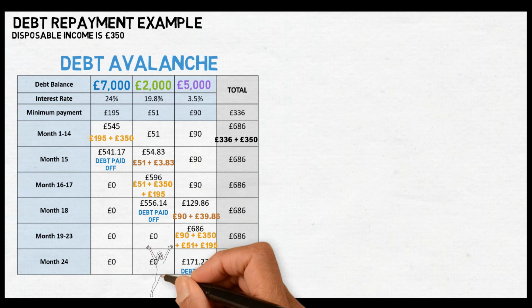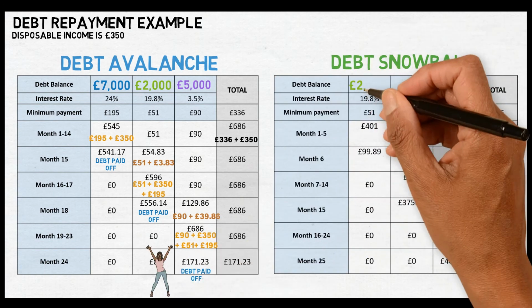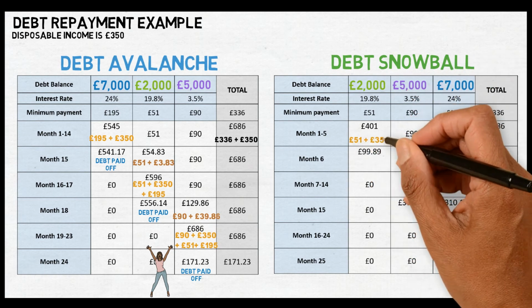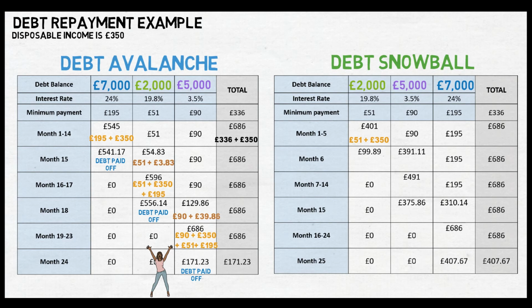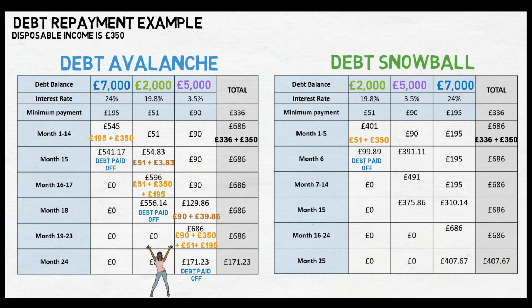Now let's look at the monthly repayments using the Debt Snowball strategy. Here we start off overpaying the debt with the smallest balance, which is the car loan. So the minimum repayment is paid plus the disposable income of £350. As you can see in the table, the first debt is paid off in 6 months, so this is much quicker than the debt avalanche method and can be considered a quick win.